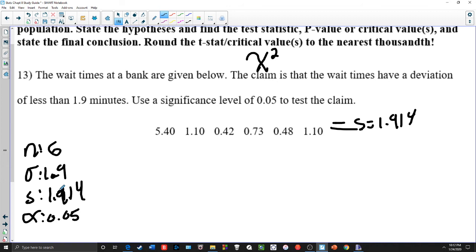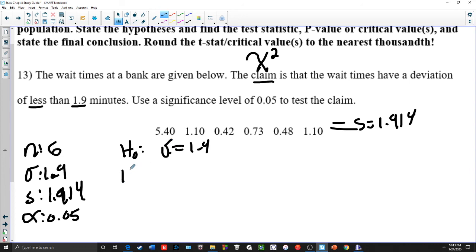So now that I have all my data set, I need to write down what numbers I have and what hypotheses I'm testing. So let's write the hypotheses first. So H0, my hypothesis is that, let's see here, I'm claiming that the wait times have a deviation of less than 1.9 minutes. So my H0 is going to be that the wait times is equal to 1.9 minutes in terms of deviation. And I shouldn't be using mu, I should be using sigma because we are claiming a deviation. Again, a little bit fatigued here, so I'm trying to make sure I get my numbers straight. So it's a sigma because we're testing a deviation.